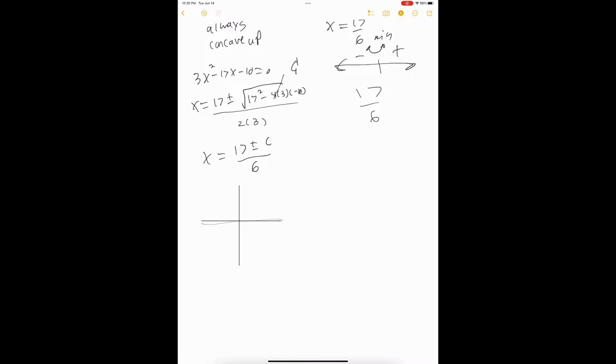And so we know that our graph is going to have a minimum at 17 over 6, a y-intercept at negative 10, and we also know that we're going to have our two zeros at 17 plus and minus c over 6. So that's what our parabola function should look like.